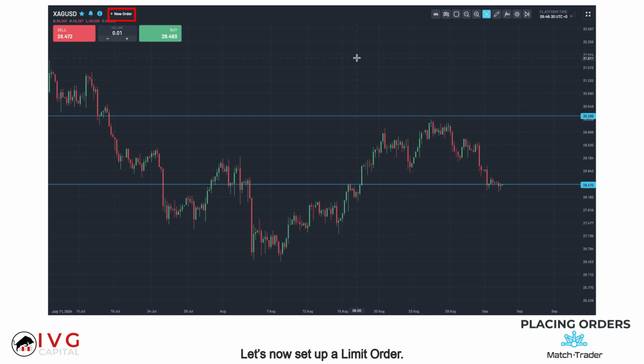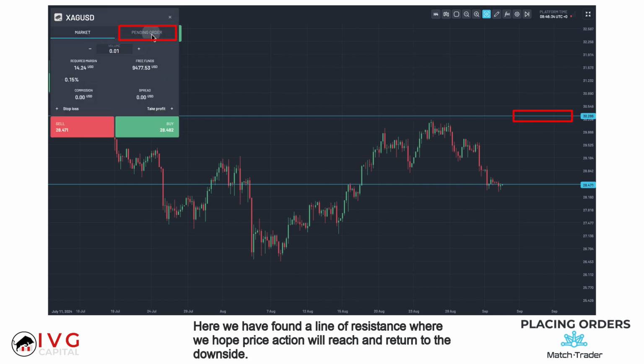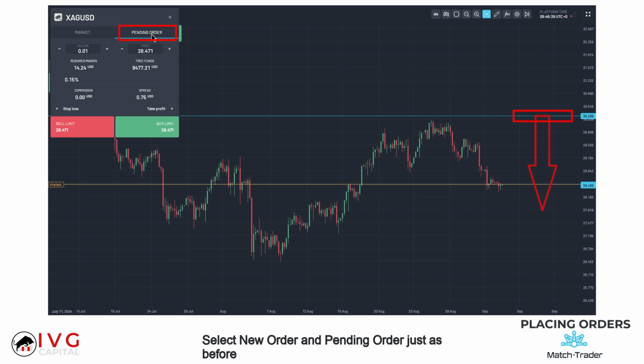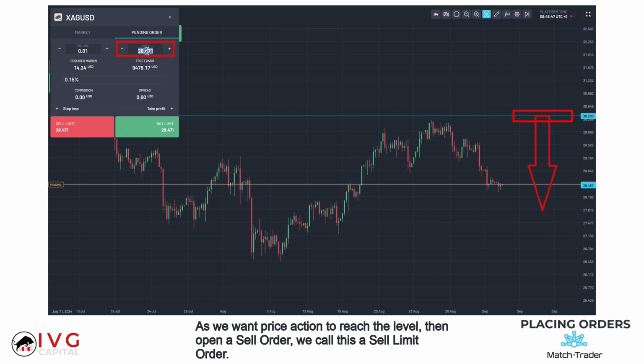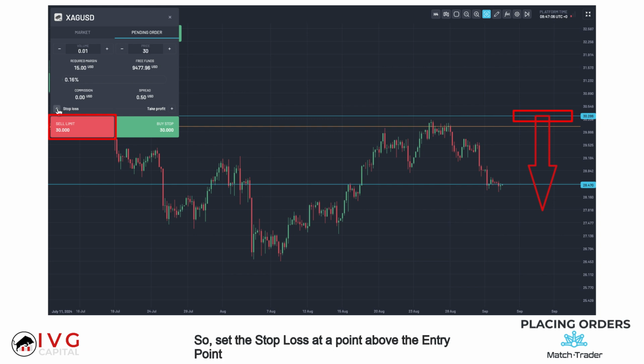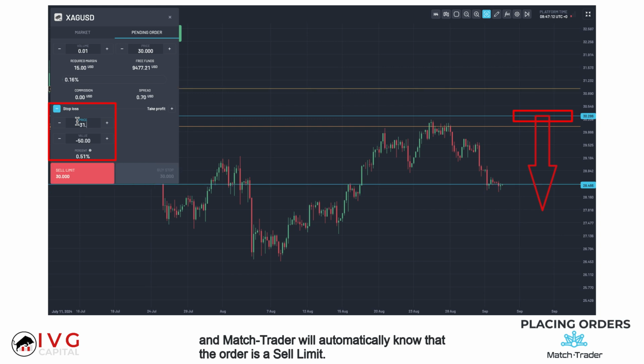Let's now set up a limit order. We have found a line of resistance where we hope price action will reach and return to the downside. Select New Order and Pending Order, just as before, and set the entry price at the line of resistance. As we want price action to reach the level, then open a sell order. We call this a sell limit order. So, set the stop loss at a point above the entry point, and Match Trader will automatically know that the order is a sell limit.